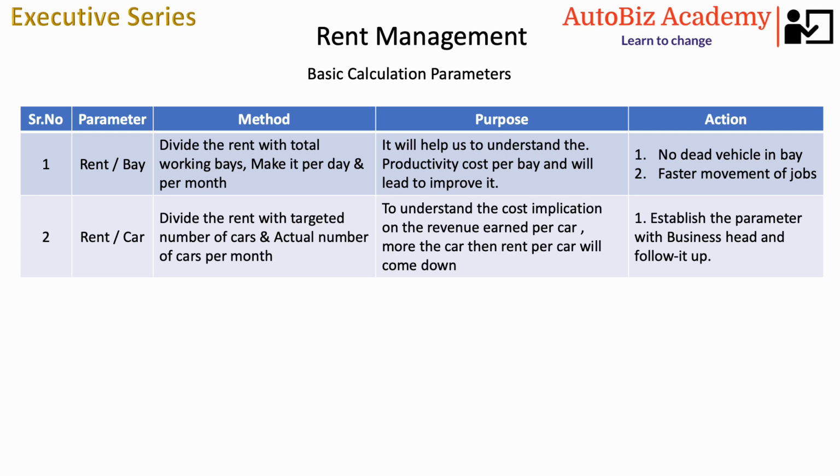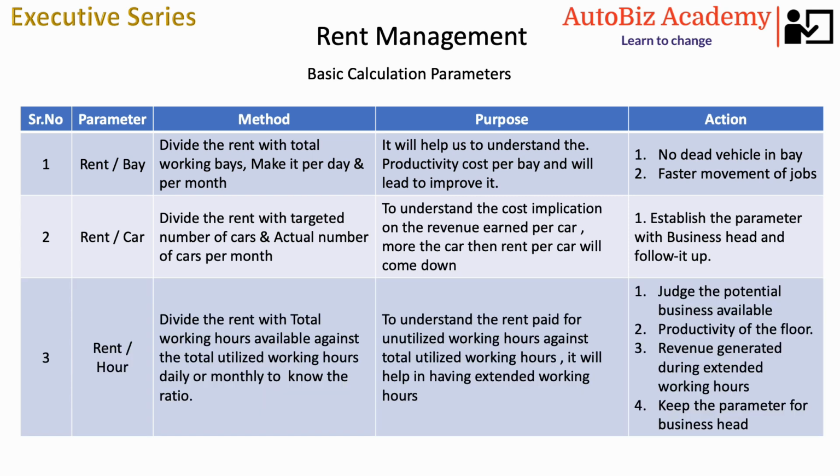So the purpose is to understand the cost implication on the revenue earned per car. The more cars, the more the rent per car will come down from the part of that revenue. So what action is required? Establish the parameter with the business head and follow it up. Whoever is heading the workshop, we need to set a parameter for what number of cars we require, or from the SMR department, how many cars they are supposed to bring.